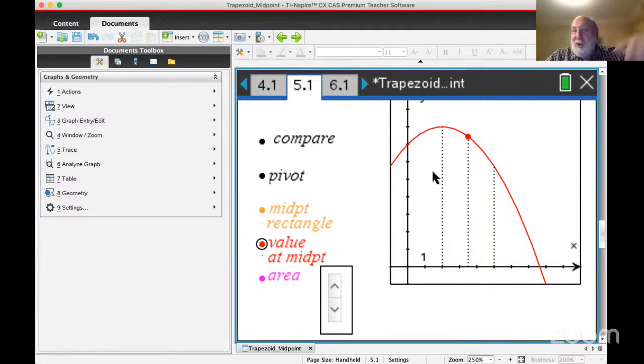trapezoid and midpoint are both going to be somewhere in between the left and right endpoint values. Agreed. Let's take a look at the value at that midpoint. And there's that midpoint rectangle. And I'm going to take the top of that rectangle and use the midpoint value that's on the function curve as a pivot. So I'm just going to swing it like a propeller where that's the center point. So you can see it start to rotate there.